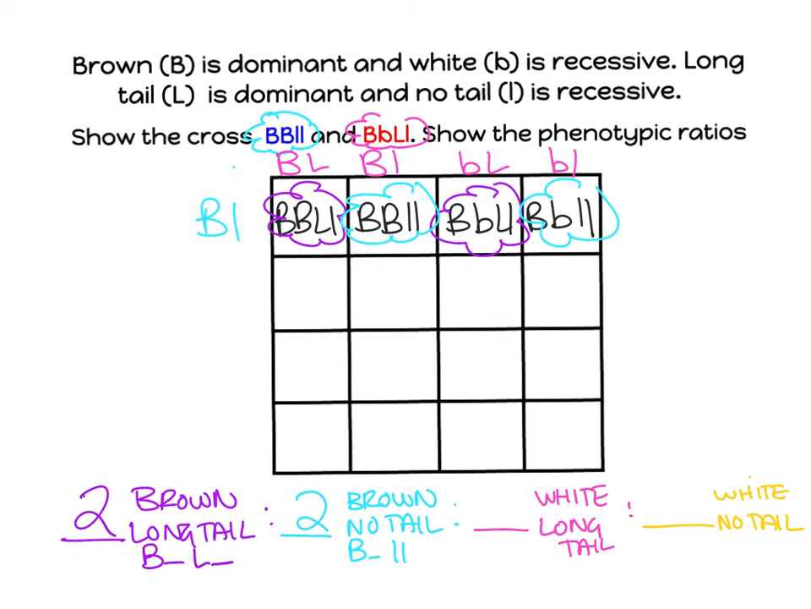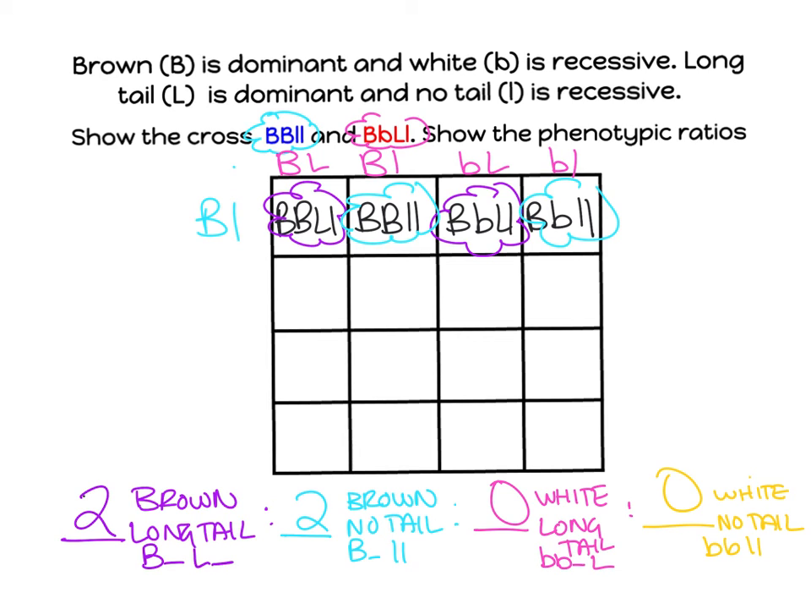For white long-tail, I would be looking for anything with two little b's and a capital L, and I have none of those in my Punnett square. My final combination of phenotypes is both recessive, so all little letters, and I also have none of those. Just like in our monohybrid Punnett squares, zeros are important numbers in ratios, and you have to represent them. So please make sure you include your numbers.